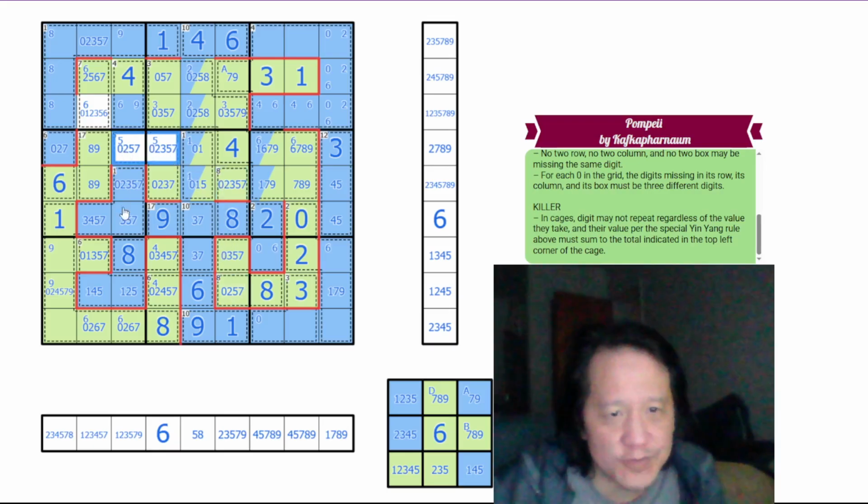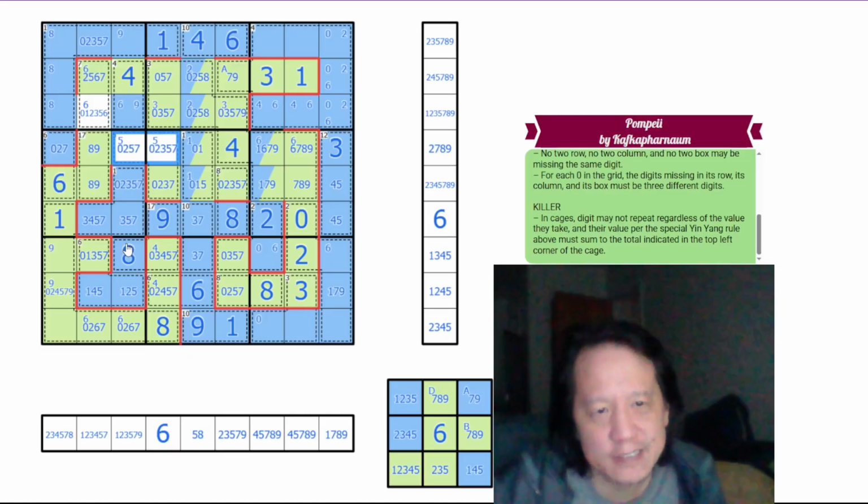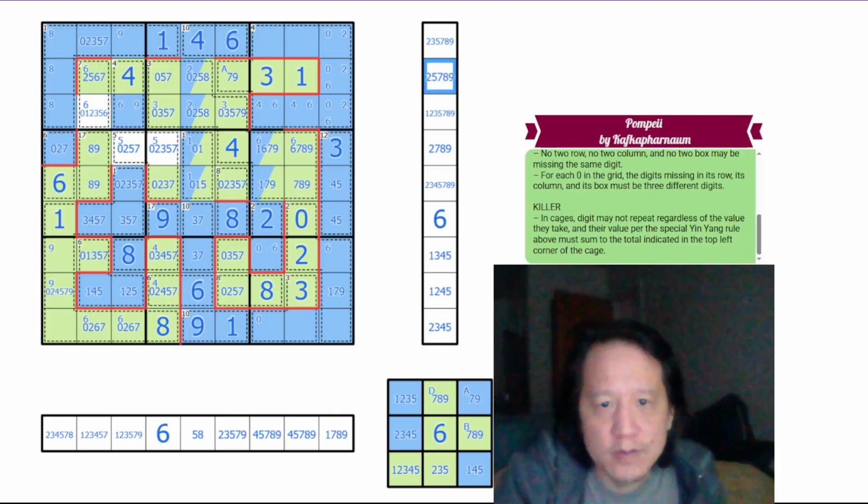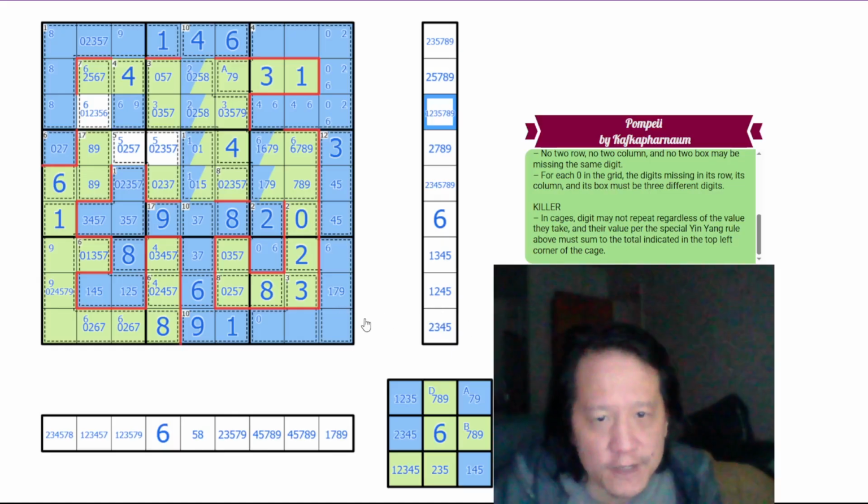I think we just have to try these different ones, right? And see if we can get a contradiction, because it's not running right now. 4 is not missing here, in rows 1 through 3.